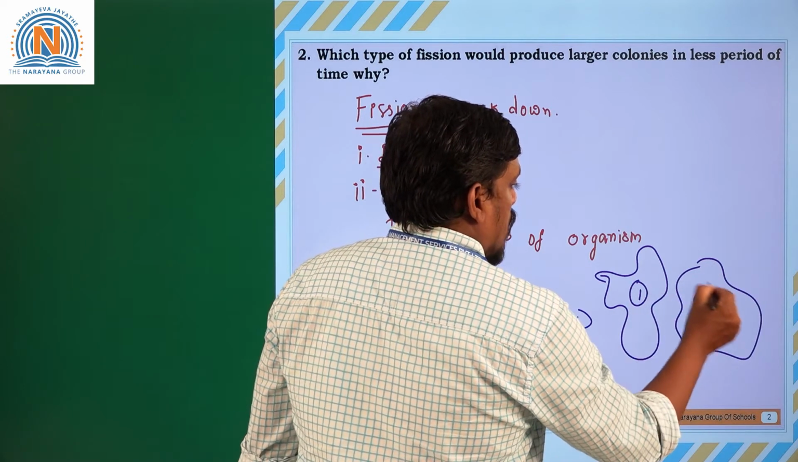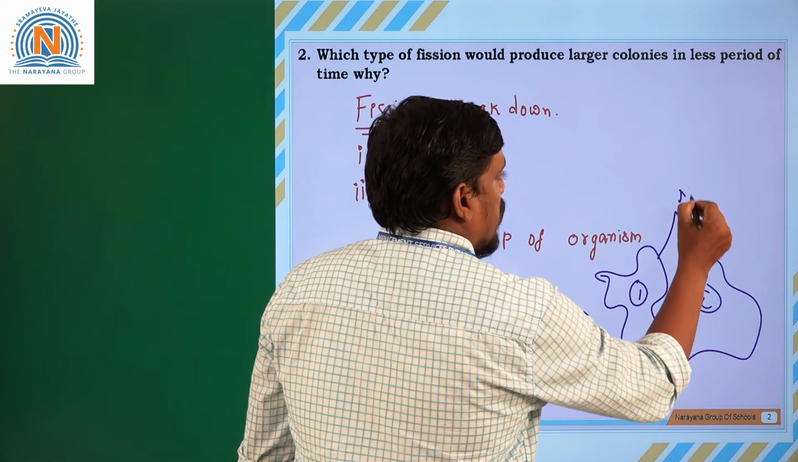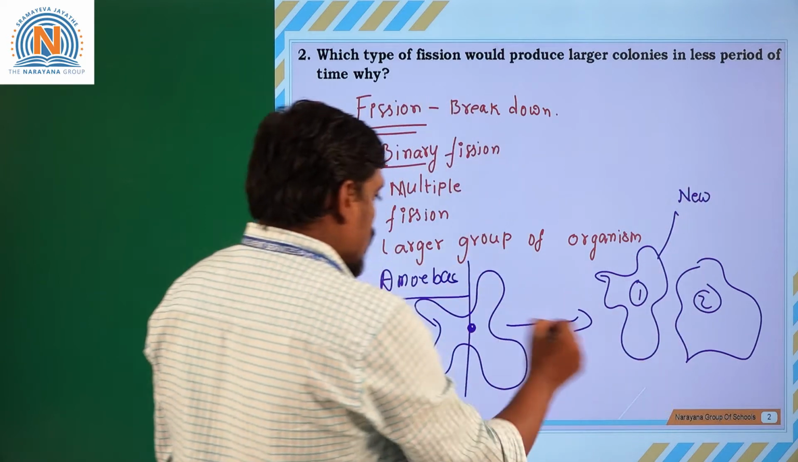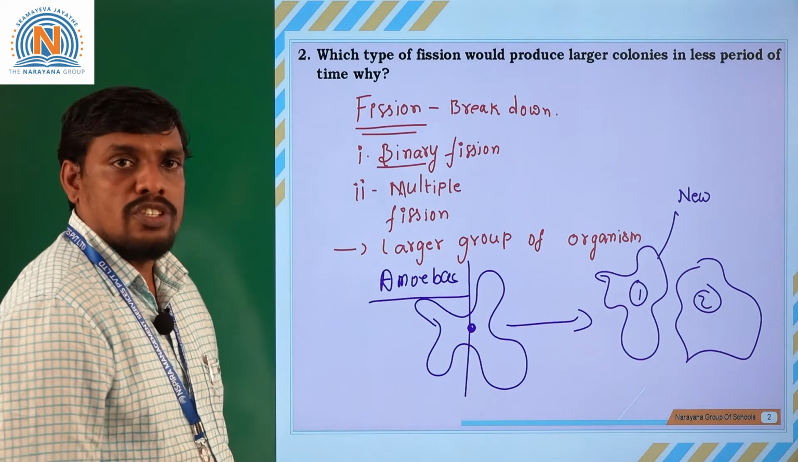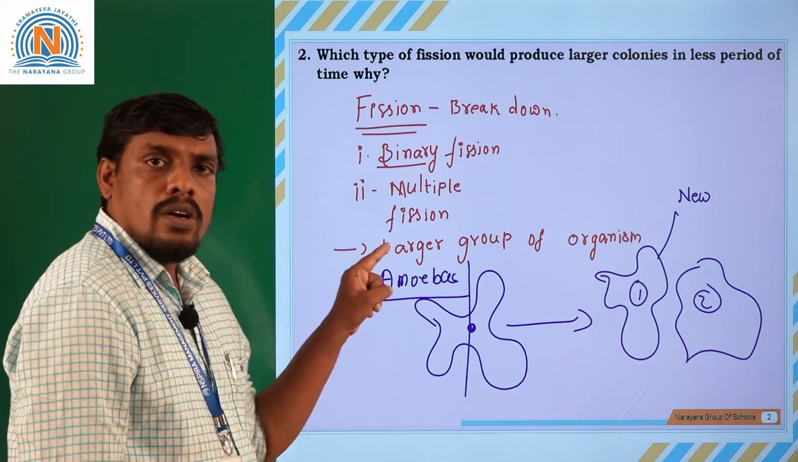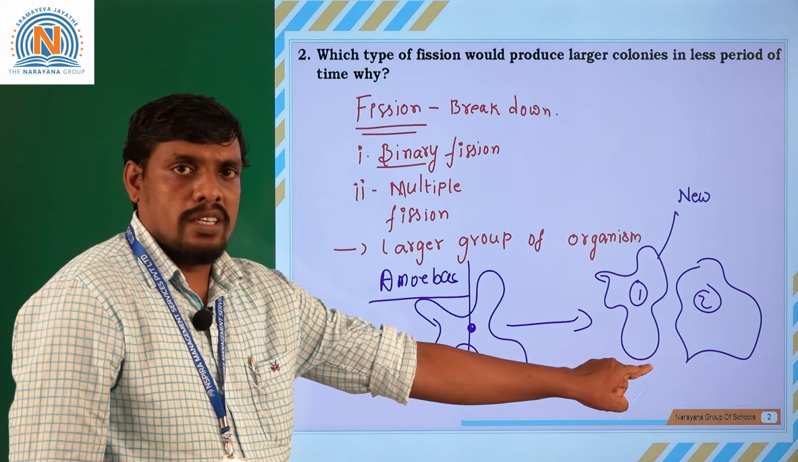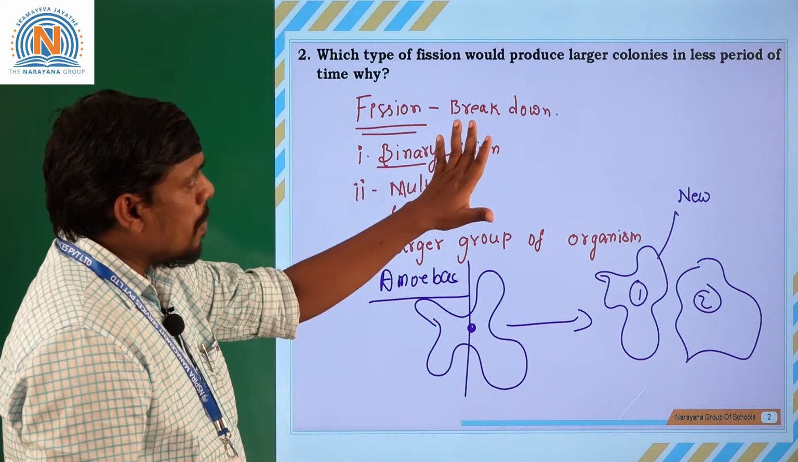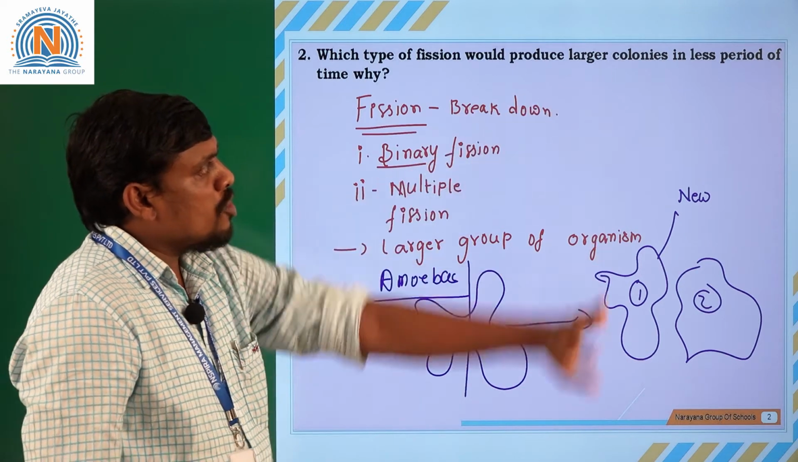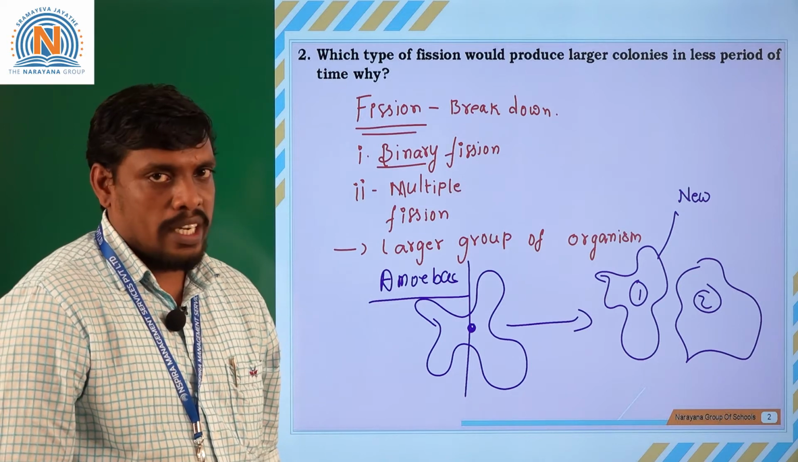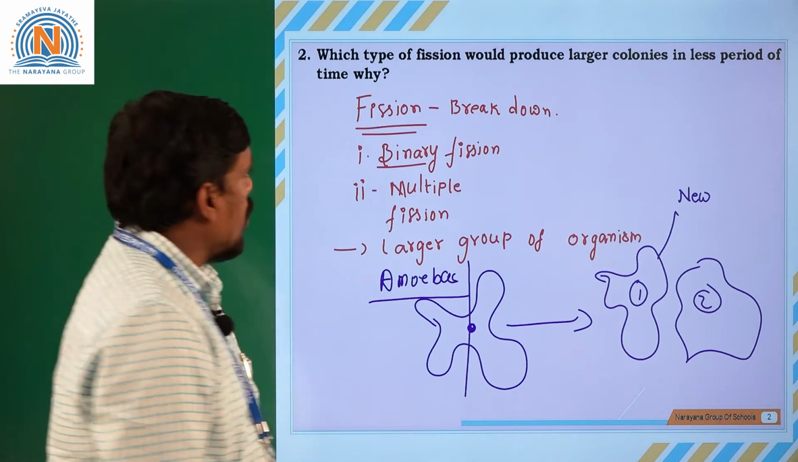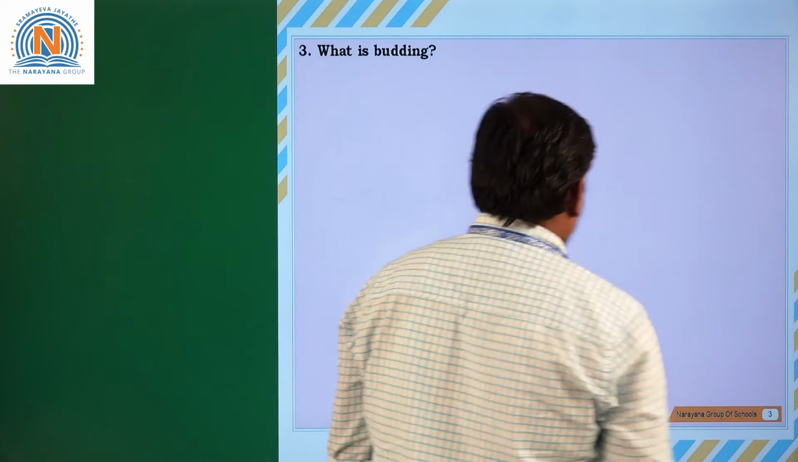Every piece develops into a new living organism. So this kind of fission is called binary fission. From a single parent organism, we got two different living organisms. Hence, fission plays an important role in the production of larger colonies of living organisms. Clear, students? Going for the third question.